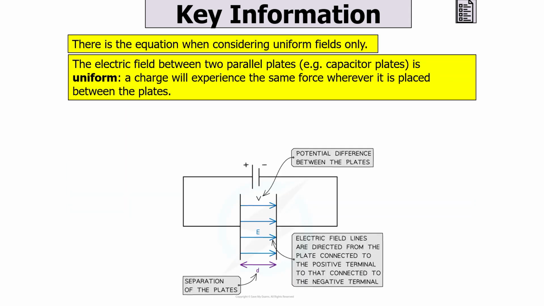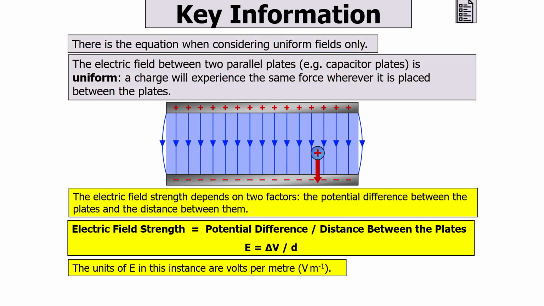There's an equation when considering uniform fields only, that the electrical field between two parallel plates, for example a capacitor plate, is uniform, so a charge will experience the same force wherever it is placed between the plates. So the electrical field strength depends on two factors: the potential difference between the plates and the distance between them. So electrical field strength is potential difference divided by the distance between the plates, or E is equal to the change in potential over d.